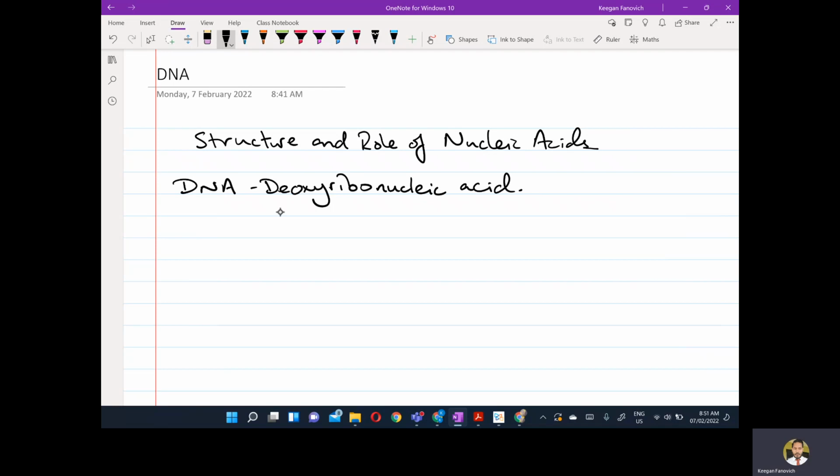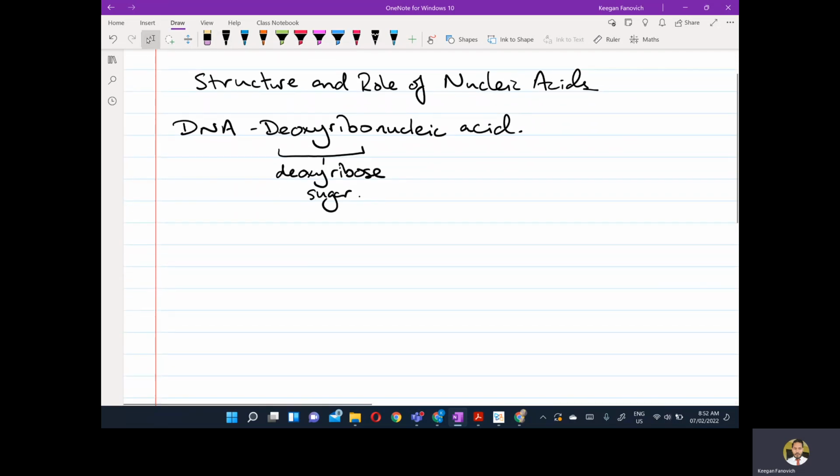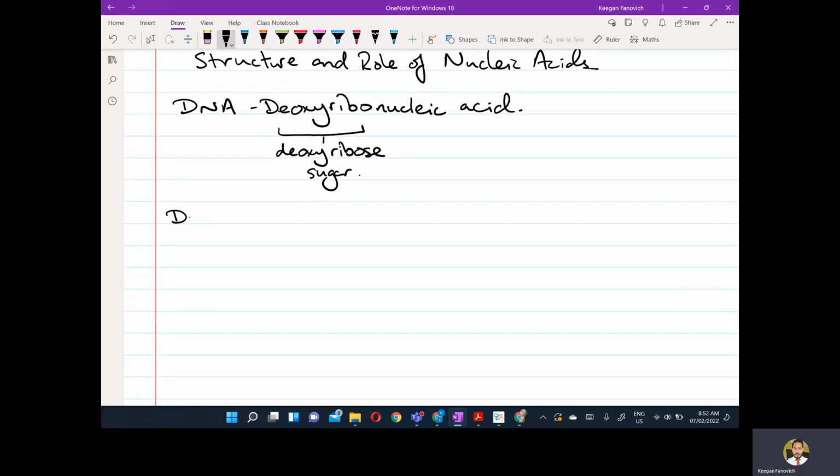Now, the deoxyribo part indicates that you're talking about a sugar. Specifically, you're talking about a deoxyribose sugar. The word could even be further broken up to show that deoxy means that it's missing an oxygen. But let's look at the structure of it, and we'll see how that comes about. Now, DNA is actually comprised of 3 separate structures.